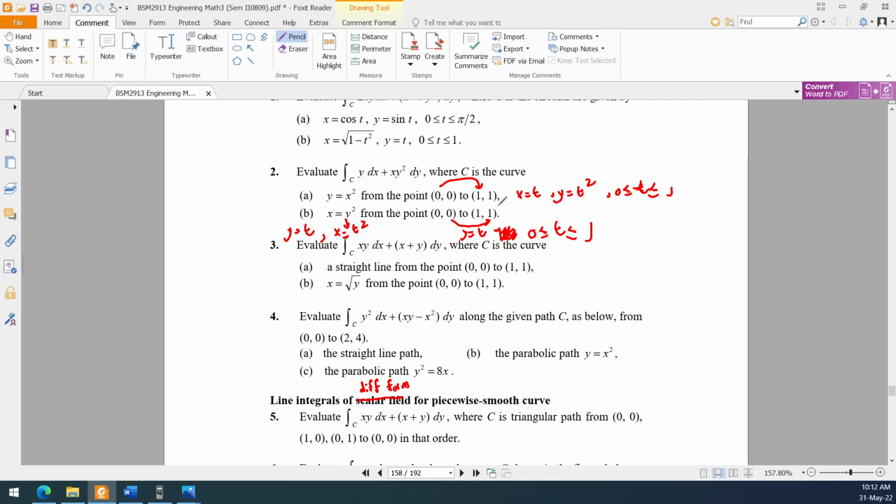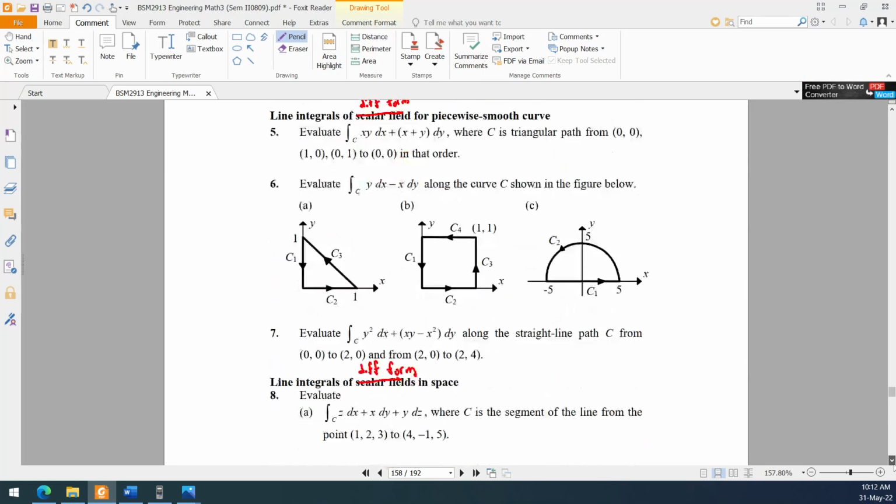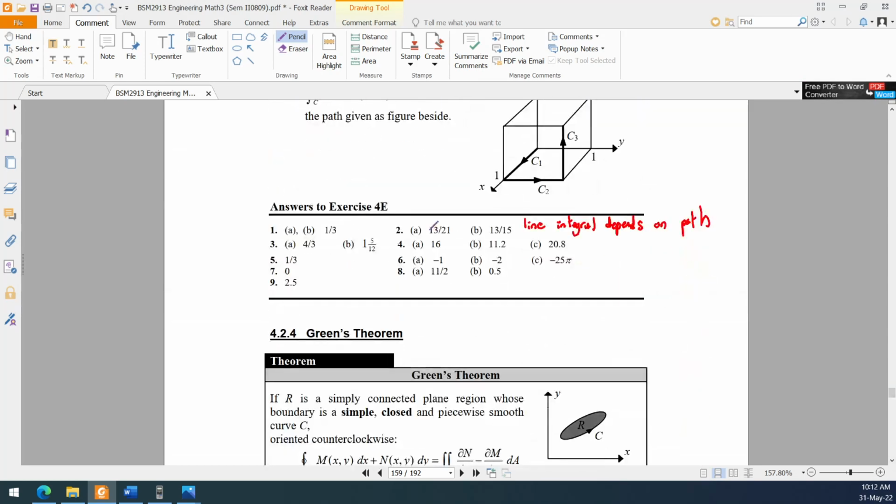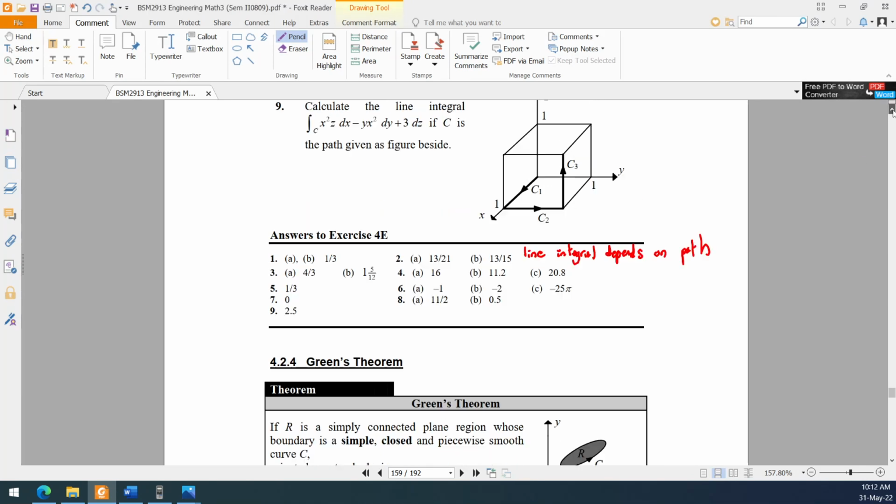So you can try question 2a. I give you the parametric equation x is t, y is t squared. Evaluate it in a similar way. You should obtain the answer given in the module, 13 over 21. This shows that for the same line integral, same starting and ending point, but a different path, you have a different answer.